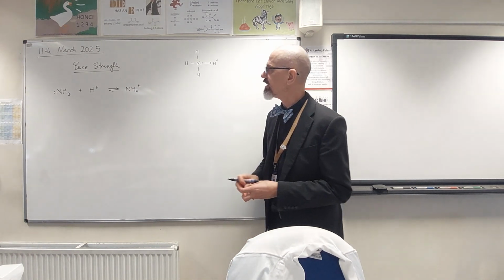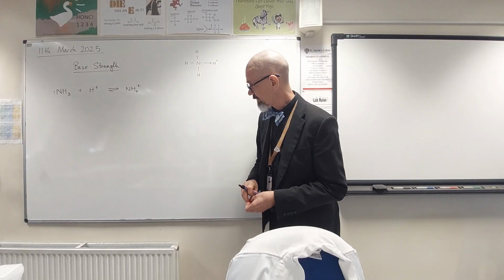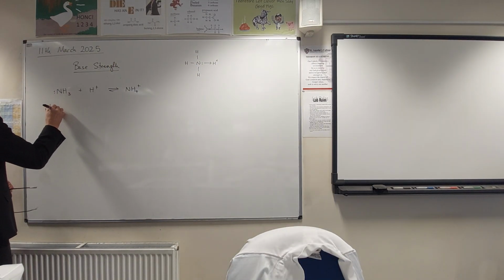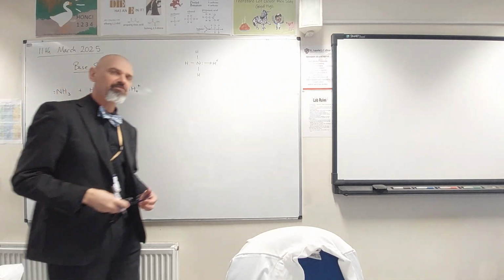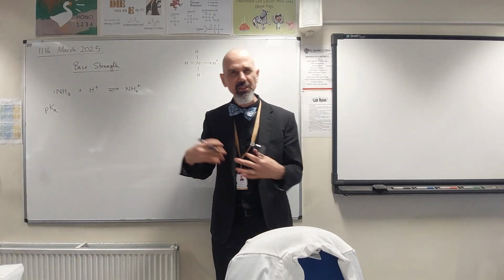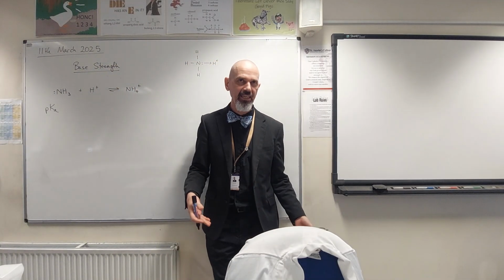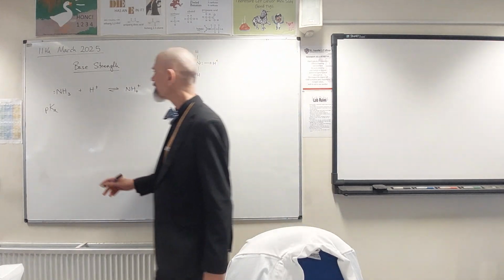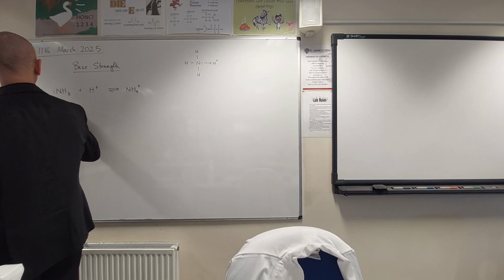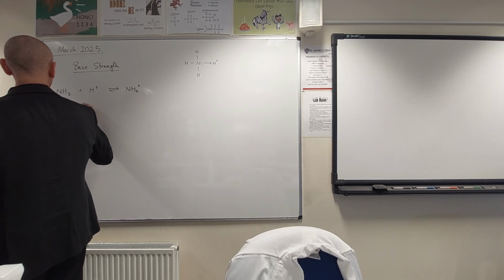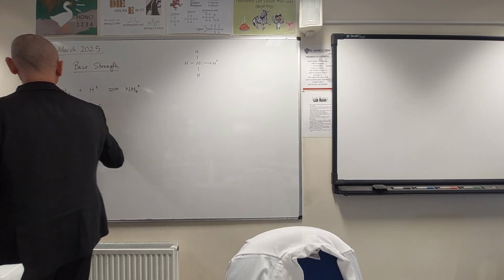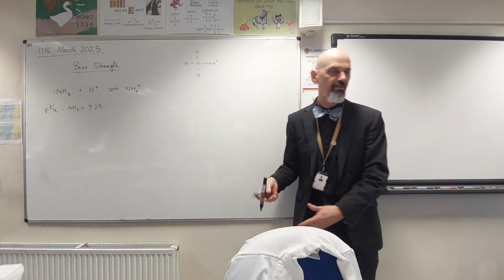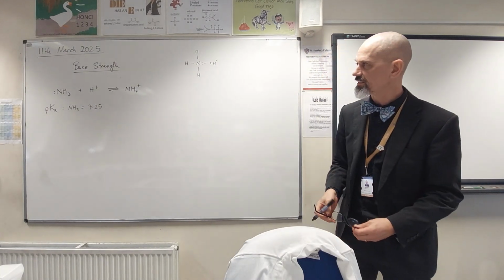We can measure pKa. We have come across pKa before. It's kind of a measure of acidity, but you can have a pKa value for a base as well, for reasons that I'm not going to go into now. And pKa for ammonia is 9.25. Okay. So the higher the value, the stronger the base. The lower the value, the stronger the base.